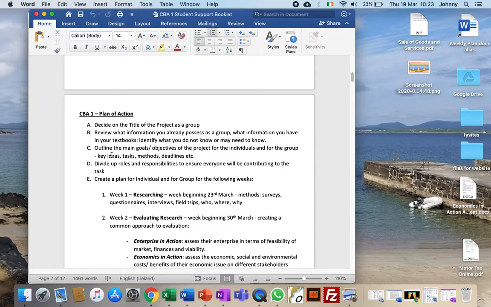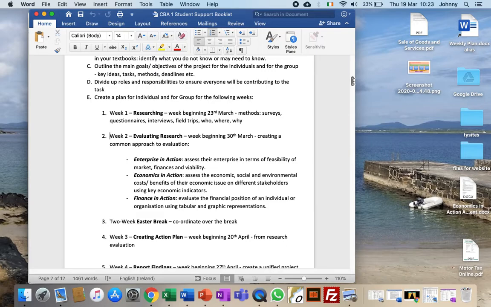So after we've divided up our roles and decided what we're individually going to research, then we go off and do our research. So we'll do surveys, questionnaires, interviews, field trips. You know, with the likes of technology, we can create a survey using Microsoft Forms through your Office 365 account and then send that out to people and start getting information back. So we can do all of that. That's what should be happening during week 1.